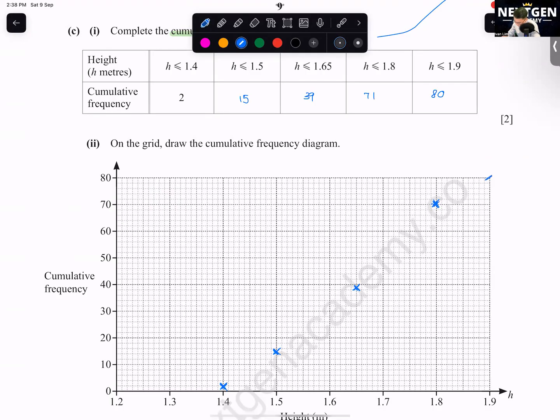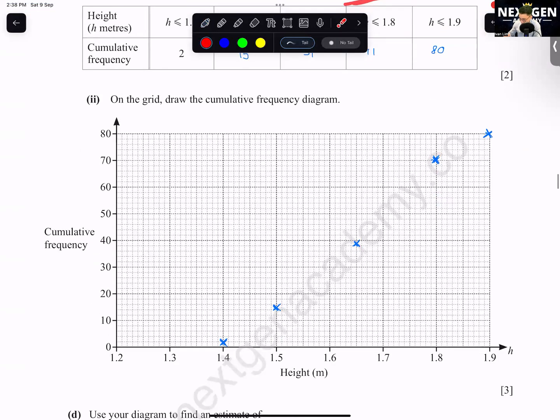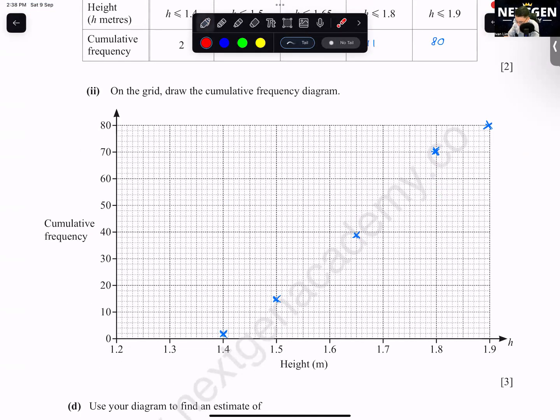1.9, 80. Remember the general shape of a cumulative frequency graph will be a sexy curve like that. So let's draw this curve. Don't use your ruler. You are going to draw it like this. Just roughly estimate.